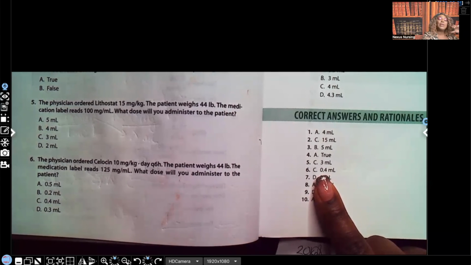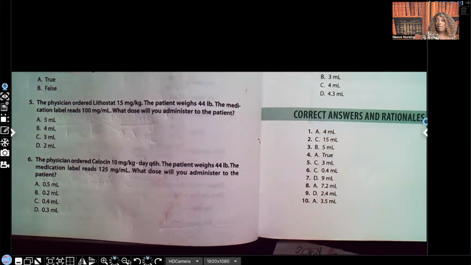After you figure out how much you're going to give that patient per day, make sure if it's per dose, you have to divide what you're giving per day so you don't mess up on your math.